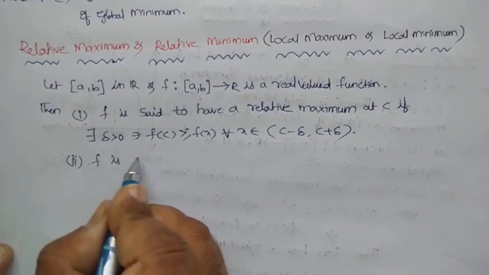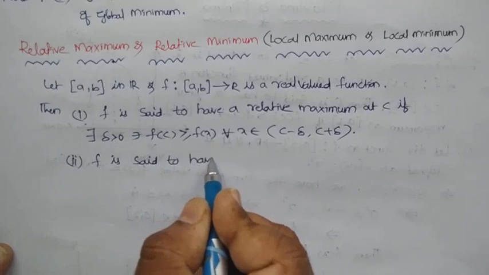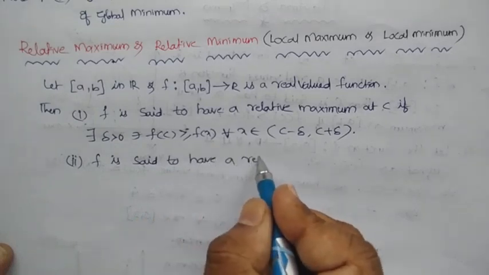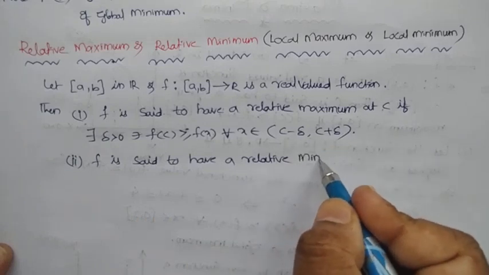Next, number 2: f is said to have a relative minimum.